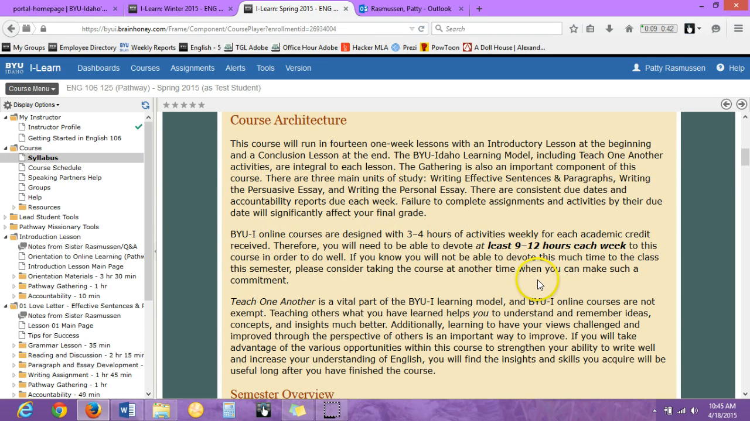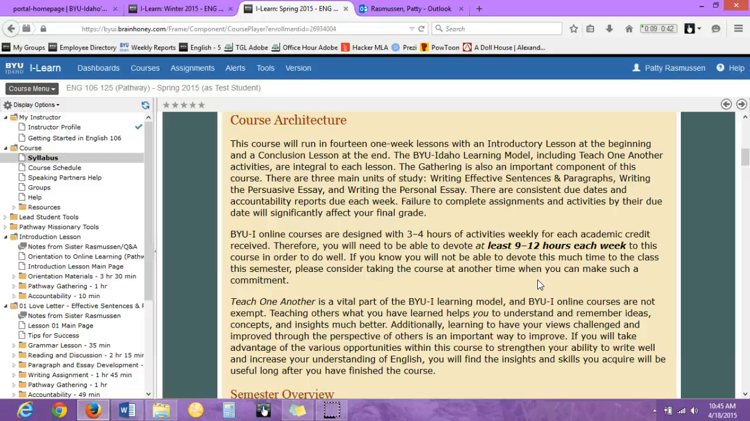You need to expect to spend at least 9 to 12 hours each week on this class in order to do well. So that does not mean that you have to spend 9 to 12 hours, but if you have a particular grade in mind, say an A or a B, you're going to have to spend more time in the course. You're also going to have to be accountable for your own learning and your own reporting of your learning. So make sure that you're aware of that as well.